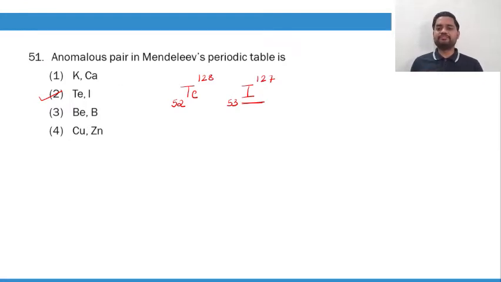I will suggest you to please remember all these anomalous pairs in the Mendeleev periodic table, and these are mostly memory based questions, guys. The more you remember, the more easily you can mark. The rest all goes according to the synchronization of modern as well as Mendeleev periodic table. So question number 51, the right answer will be option number 2.